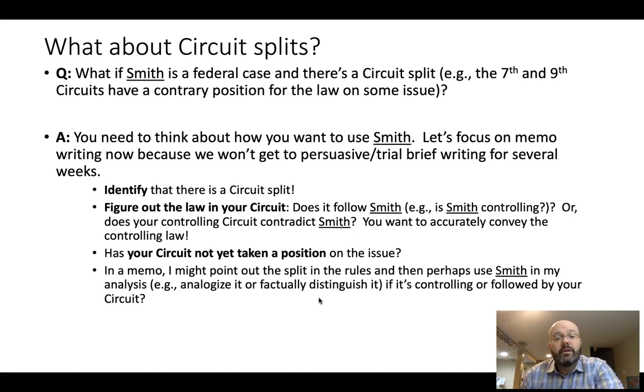Now, next bullet, maybe your circuit has not yet taken a position on the issue. Okay, then maybe in my memo I point this out. In a memo, I might point out the split in the rules. Perhaps I use Smith or some other case. And there you go.